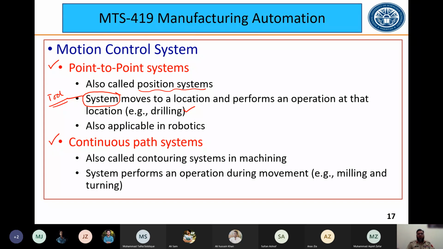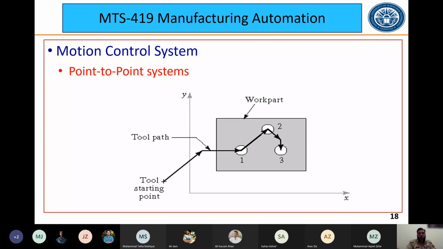Making a groove can be milling. And in the case of a lathe, while moving the tool in the z-axis direction, it is going to carry out a turning operation. So let me just show you these in the form of a picture.